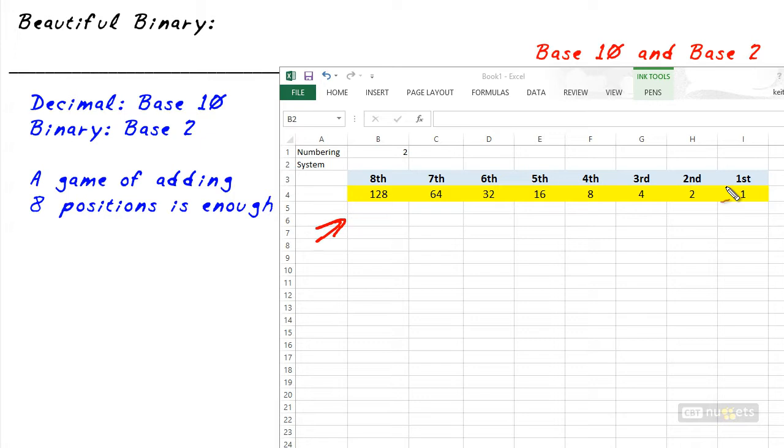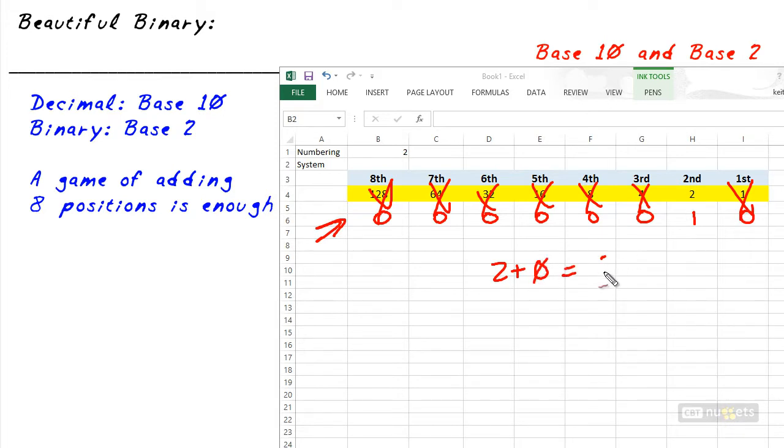I would like to do one other exercise with you, and let's say we have a binary number of 0, 0, 0, 0, 0, 0, 1, 0. What is the equivalent value of that binary number? And again, to figure that out, you simply say, okay, we don't have any 128s, we don't have any 64s, no 32s, no 16s, no 8s, no 4s. We do have a 2, so it's going to be 2 plus, and we don't have any 1s. So basically it's 2 plus 0, and that is 2.